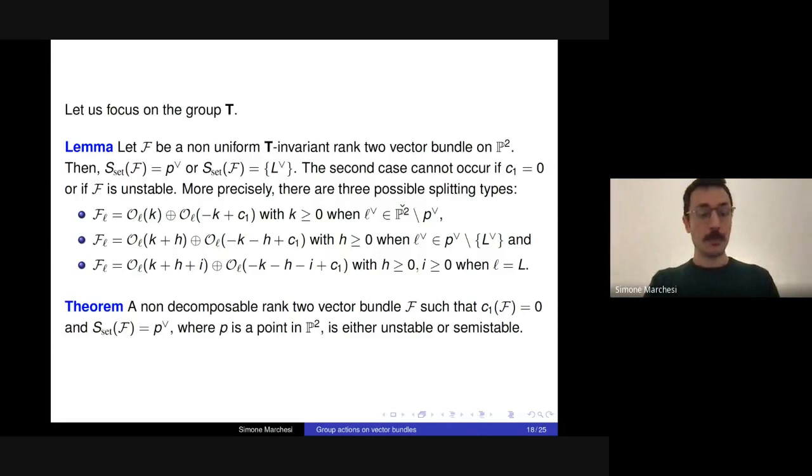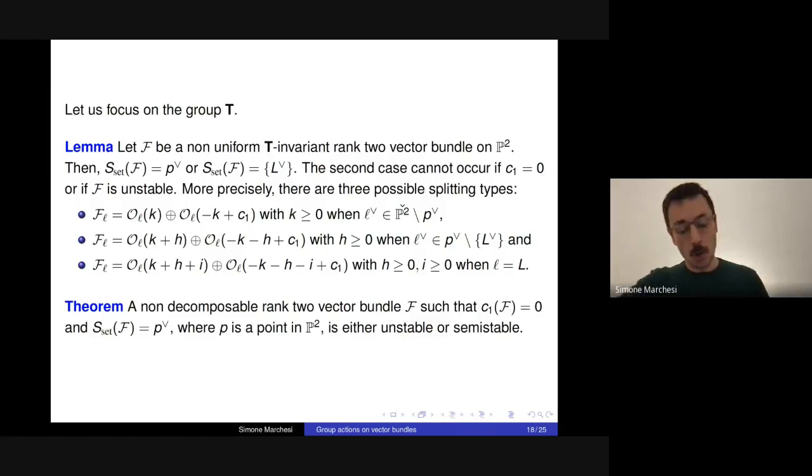And in this case, more precisely, we have three possibilities. So the T invariance tells us that all the lines that do not pass through the point have the same splitting type, and it's the generic splitting type. I put here k and minus k plus c1 because I'm not supposing that F is stable, it can be stable or unstable. So if F is stable, of course, this first item gives me k equal to 0 by the Grauert-Mülich theorem.